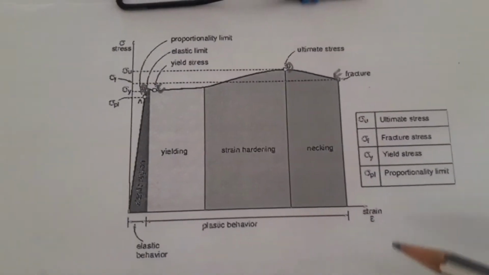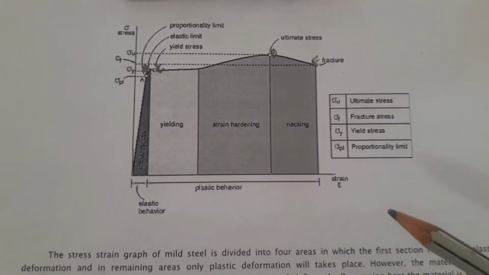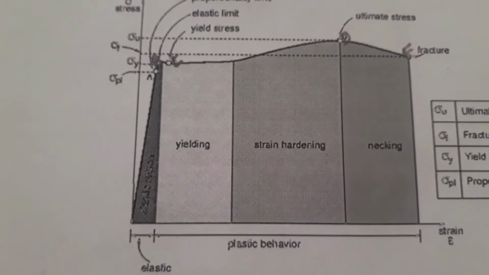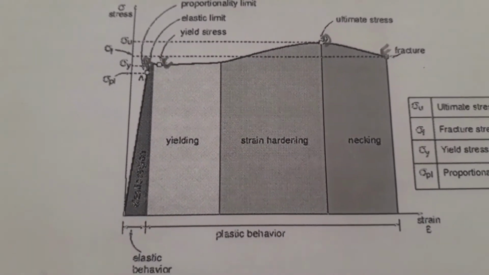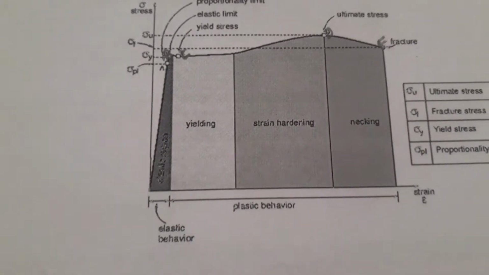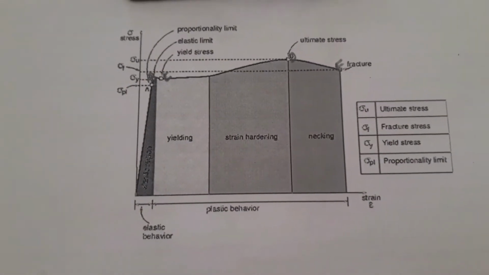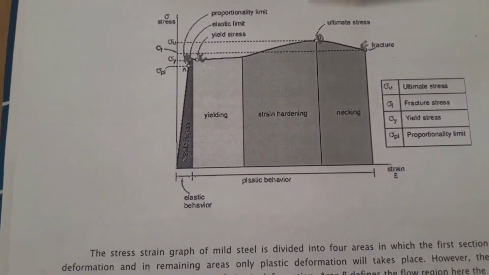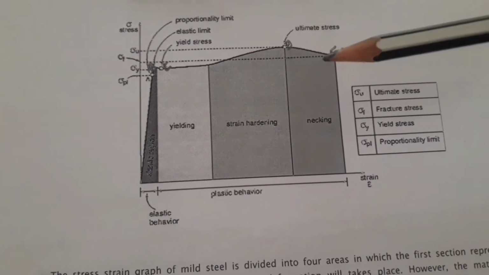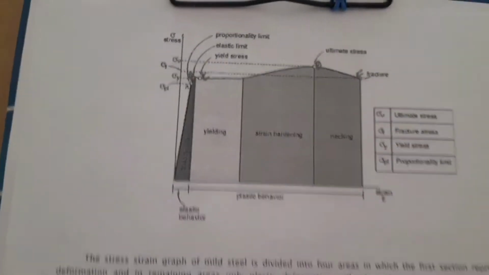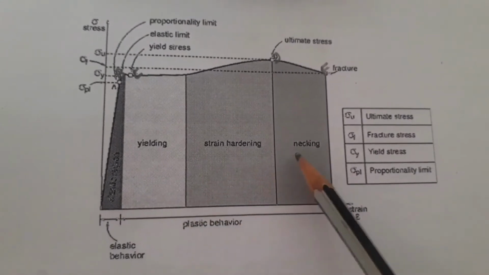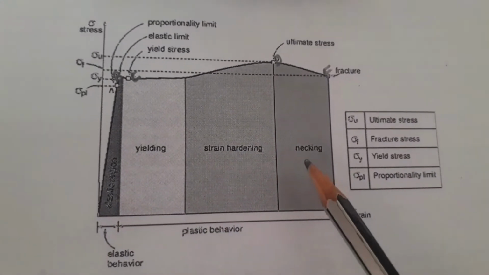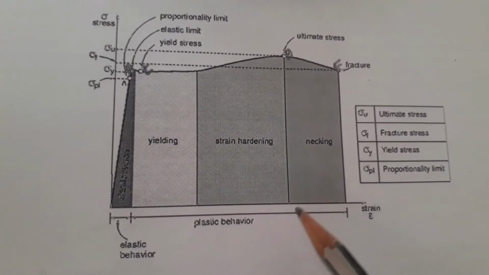This is a stress strain graph of mild steel. It is divided into 4 areas in which the first section represents elastic deformation, and in the remaining areas only plastic deformation will take place. However, there are 4 different sections represented here in this stress strain diagram.